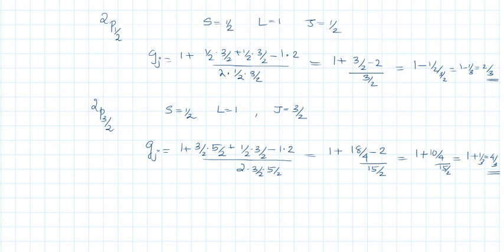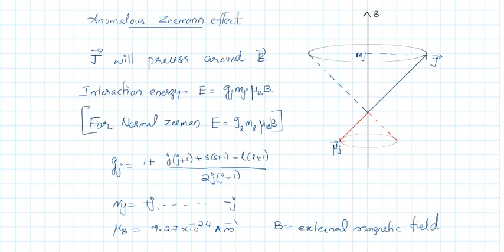Similarly, for any term, you can calculate the Gj value. The Landé g-factor can be calculated for any term using this expression. Now, I will explain what is the anomalous Zeeman effect.